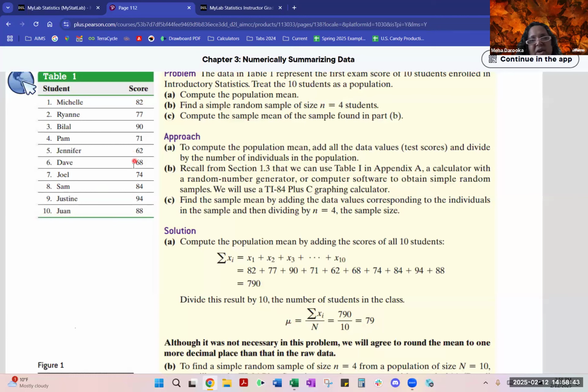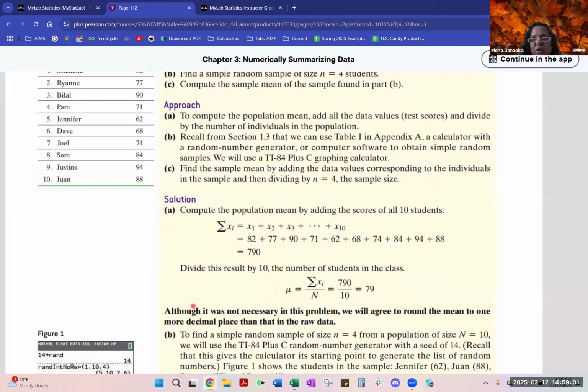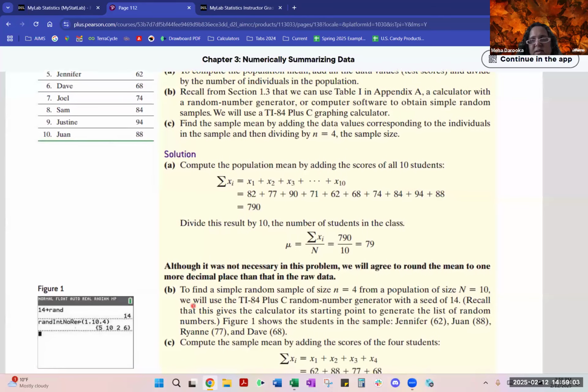Now, of course, you will see there are some students on the lower end, they had 62, 68 as their exam grade. And then there's a couple students who are sort of at the higher end. You've got the 90 here, 94, 88. So just taking a mix of all of those, we get an average of 79, which sort of is somewhere in the center.